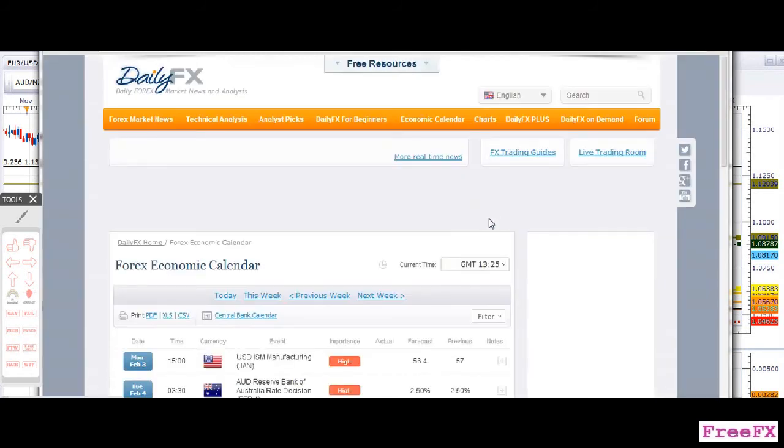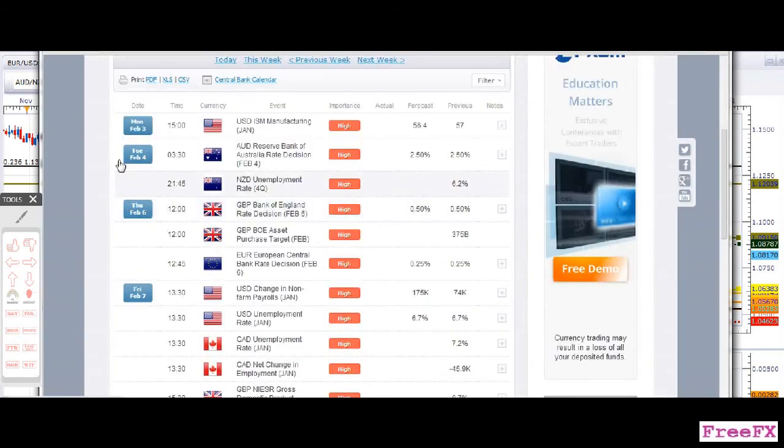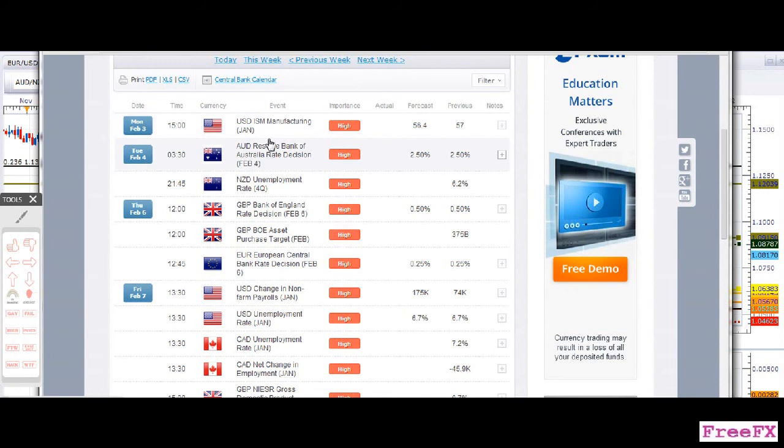On Monday we have US ISM manufacturing levels, and the forecast is slightly lower than the previous. But more importantly for our pair is the Tuesday events. So we have the Australia Reserve Bank rate decision. Okay, that's coming up at 3:30, so essentially on Monday night we have this event. So quite early on in the week we have this. We expect the Governor Stevens is not actually going to change the rate. He's going to keep it at 2.50 for various reasons.